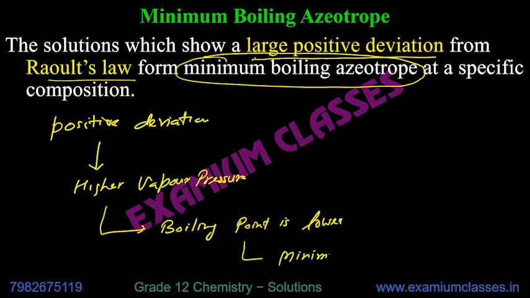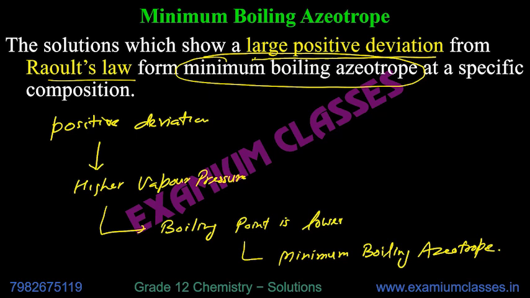That's why minimum, and that is the definition, minimum boiling azeotrope. The definition of a minimum boiling azeotrope is that the mixture will have a lower boiling point than its individual components. So these are interrelated. Positive deviation, minimum boiling azeotropes. And very large positive deviation ones will show the minimum boiling azeotropes. So remember, it is positive deviation.